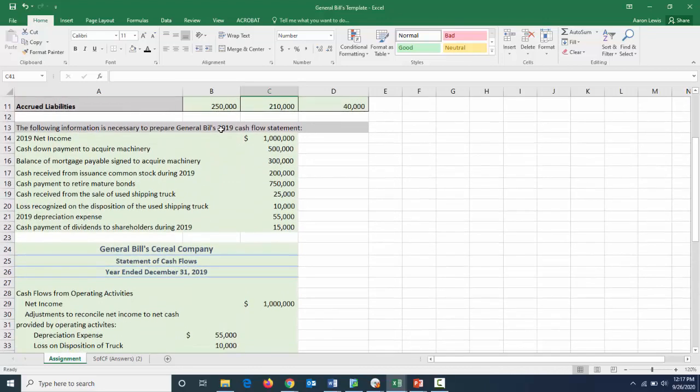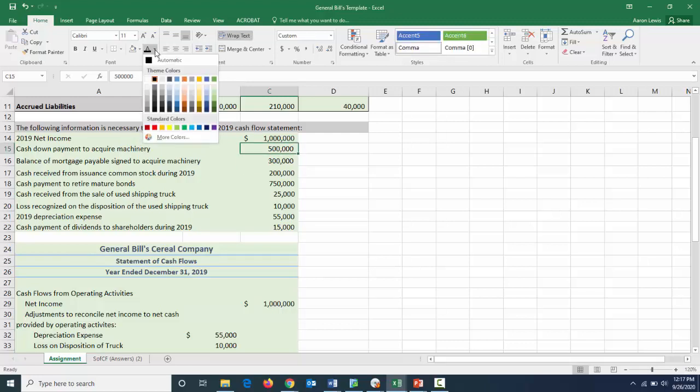Well, what part of our information in here deals with long-term assets? Well, net income, no, we already used it anyway. Cash down payment to acquire machinery. So cash is involved. It has to go into one of these above sections on the statement of cash flows, and it's to acquire machinery, which is a long-term asset. So we know that this guy has to be one of them. I'm going to change them blue so we know.